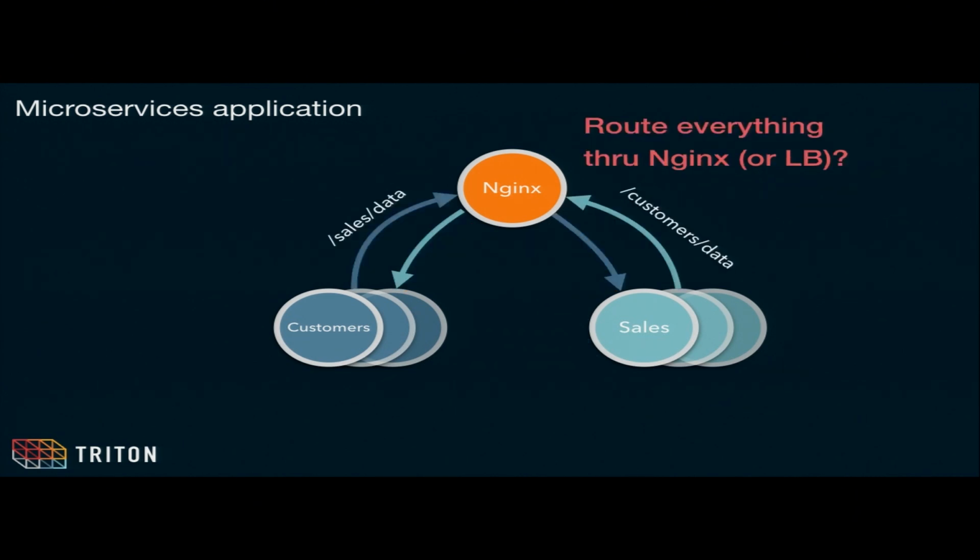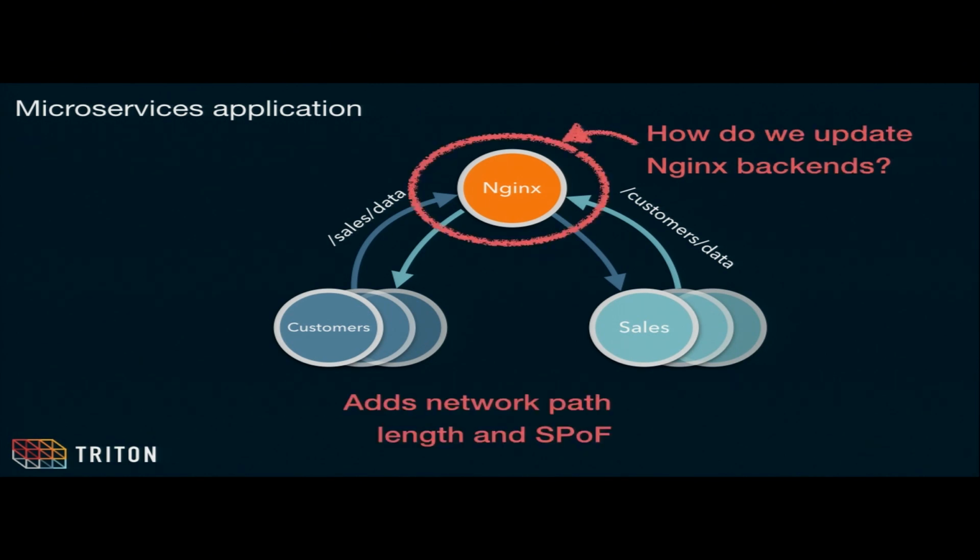Now, one option for this is what I like to call the load balancer culture, right? If you're on Amazon and you're running everything as EC2 nodes and talking to an ELB, this is what you do. If you're not on Amazon or you don't have everything as one application per VM, then you've got some kind of load balancer like HAProxy or Nginx, and we have to update the backends of Nginx. So, how do we do that? We've also added network path length, of course. We've added a single point of failure. Hopefully, it's HA at least.